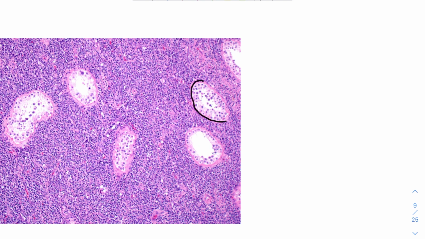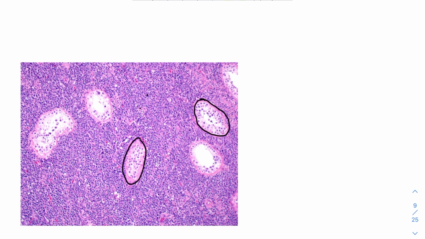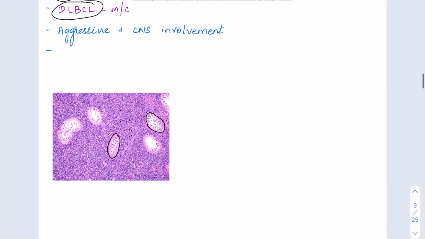So microscopically, if you see, these are the seminiferous tubules you see here. So in between this, it is all filled up with these dark blue cells, right? So these are all the lymphoid cells which are composing the lymphoma. Okay.